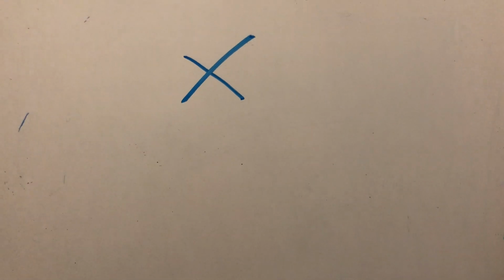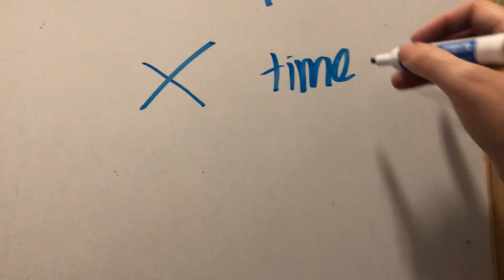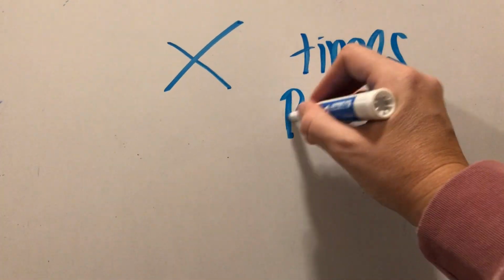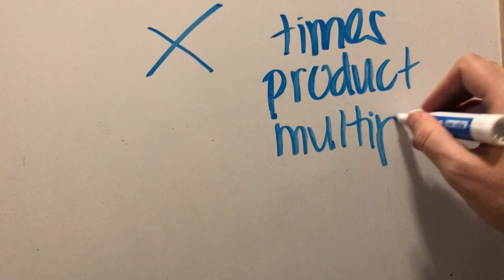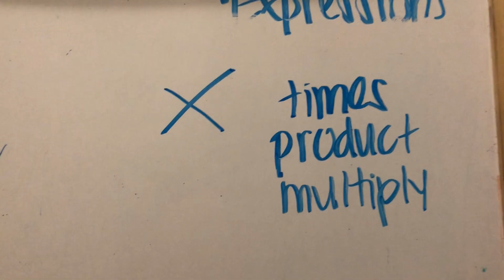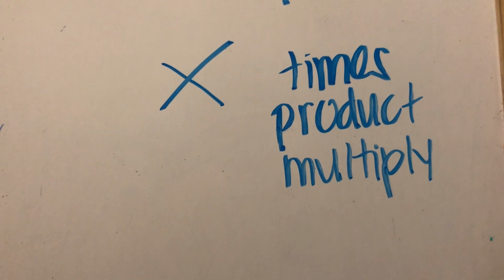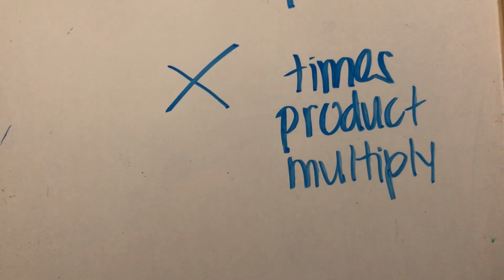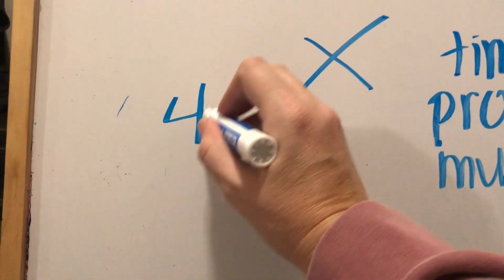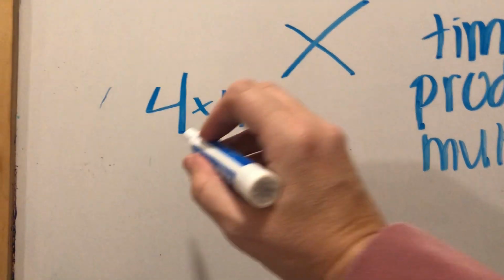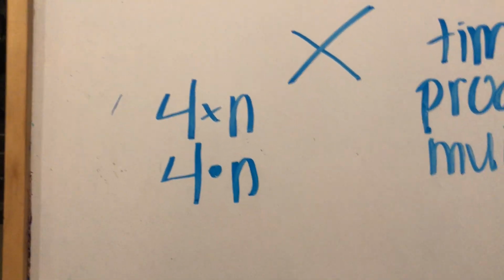Now, for multiplication, some key words that you might see: times, like 3 times, 2 times. You might see product, and you might simply see the word multiply. Now, with multiplication, it's also really important for us to know all the different ways that we can write a multiplication problem. Now, if we're looking at 4 times n, where n is our variable, we can write it in many different ways. We could write it as 4 times n. We could write it as 4, and sometimes you're going to see this dot, n. You guys, that dot means multiplication.